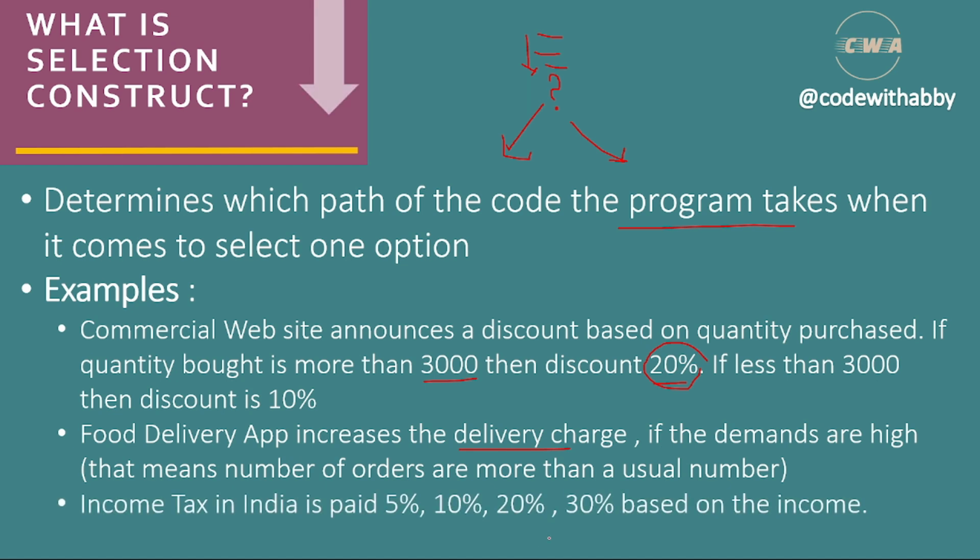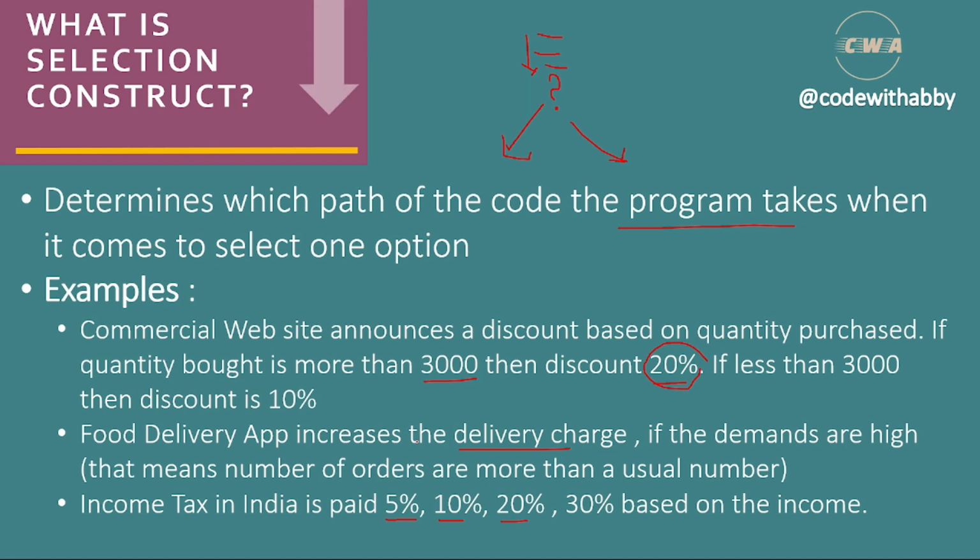The third real-time example is the income tax of India. They basically have slabs. If your income falls within a specific range, you will be charged 5% tax, 10% of your earnings, 20, 30, or whatever. Deciding which percent of your income will be taxed depends on the slab and the value of your income. So here also we will be using the selection construct. With these three examples, I think you are now able to understand what a selection construct is.